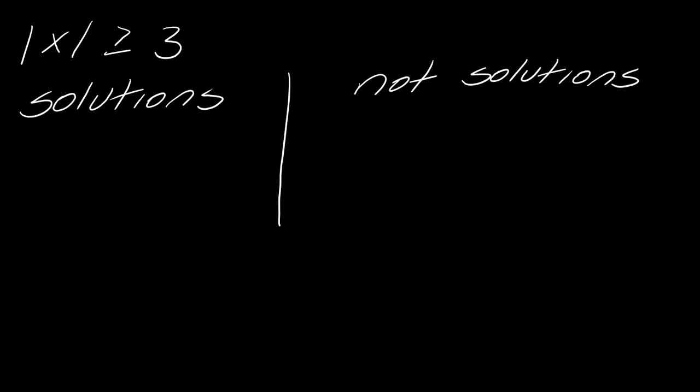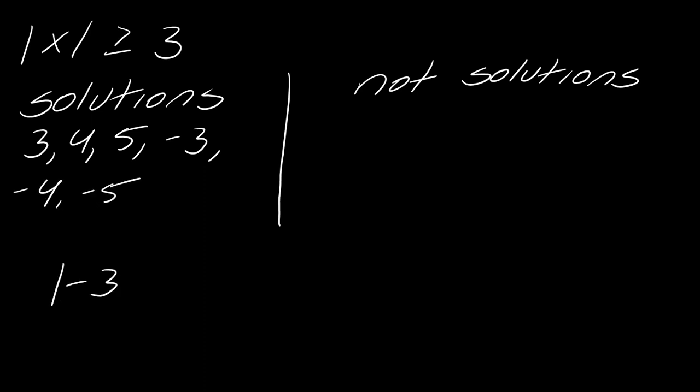Okay, so things that would be solutions in this case. Of course, 3 is a solution, 4, 5, etc. But here's what's kind of crazy now. -3 would also be a solution, -4 and -5, right? Because the absolute value of -3 is just 3. And so 3 is indeed greater than or equal to 3. So there's actually a bunch of negative numbers now that count as solutions.